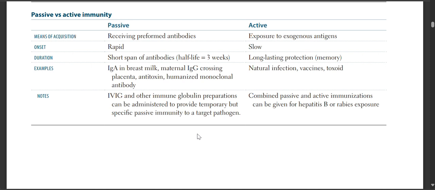And now let's talk about one very important branch point. Why is it bad to give active immunization to someone who has immunosuppression? What do you guys think?